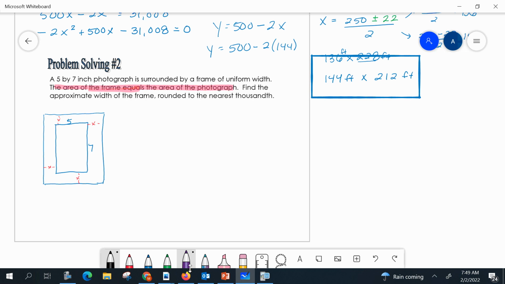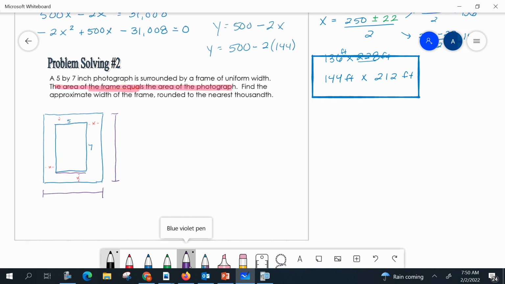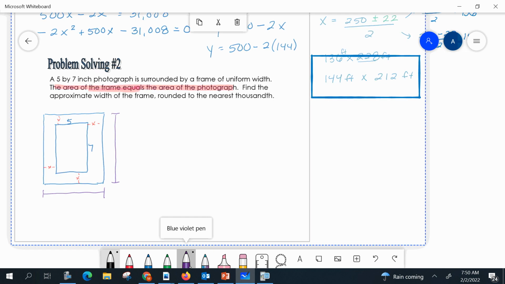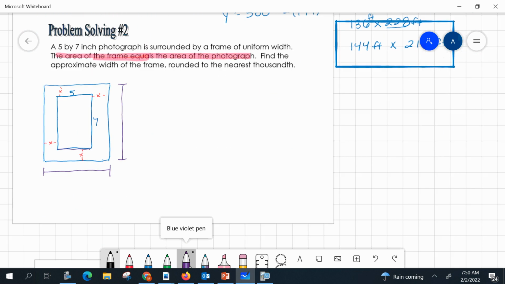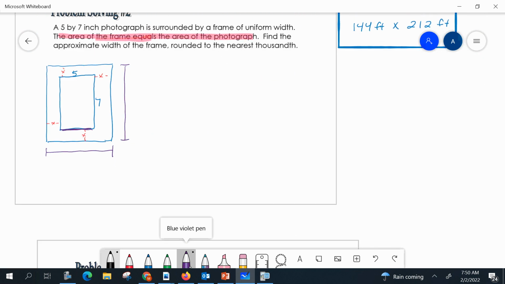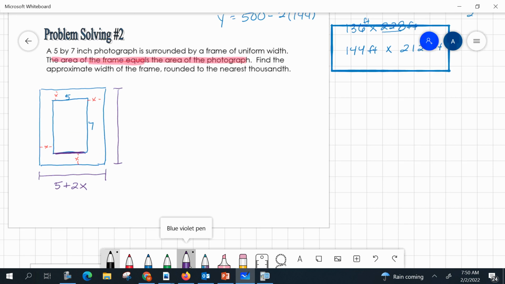So what we basically need to do is figure out what the dimensions are of the entire frame and the picture. So I need to write an expression that represents the entire outside dimensions. Well, I know that it's 5 from here to here, but then we need to add x on this side and x on the other side, so the entire outside part is going to be 5 plus 2x, okay?